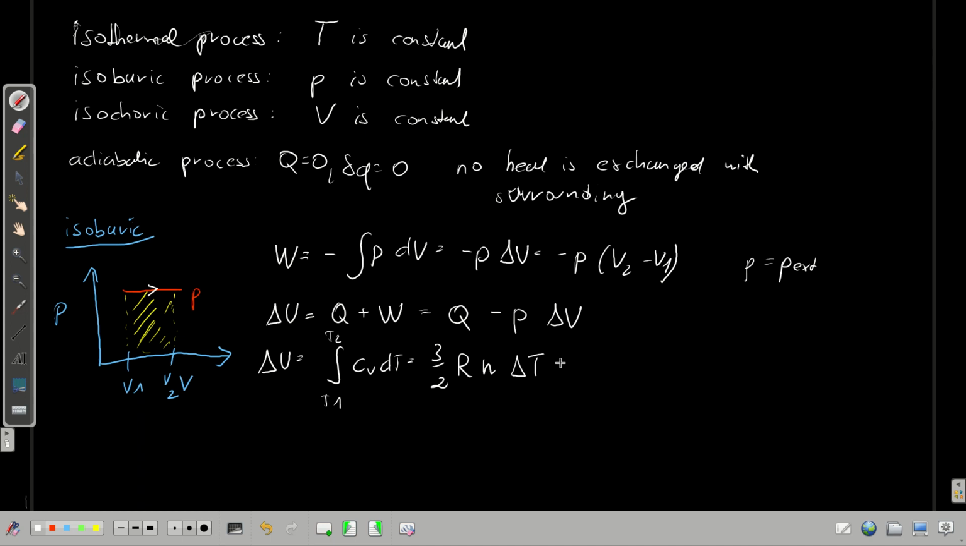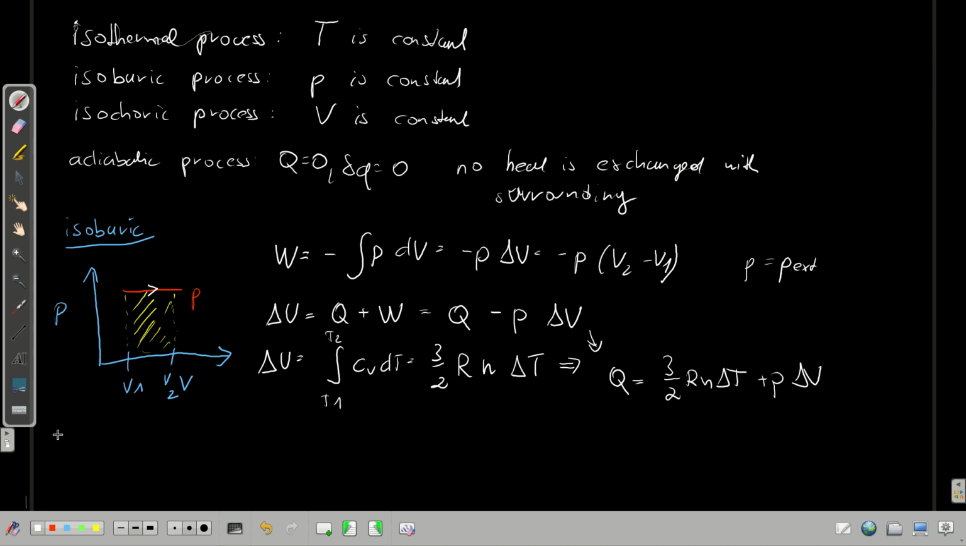So this also means that we now can calculate Q. It is 3/2 R n delta T plus P delta V. So now we have also found an expression for the transferred heat for an isobaric process in general.